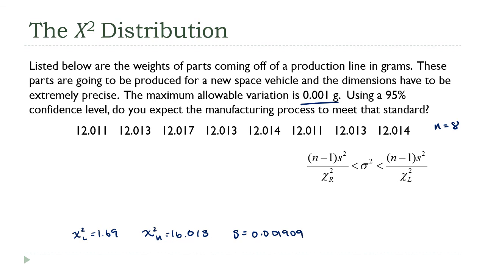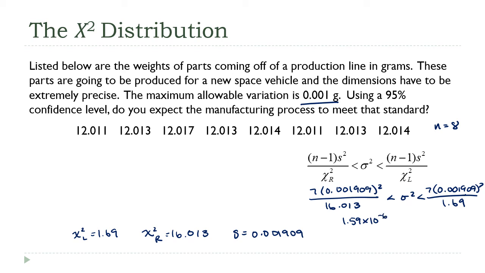Okay, now we can go to our formula, right? I'm just going to put numbers in. N minus 1 is 7. 0.001909 squared over the right-hand value. See, I put U for upper, the R for right. So this is over 16.013 less than sigma squared, less than the numerator stays the same. The denominator changes to 1.69. Right, so these come out to some pretty small numbers, which is good, right? This is 1.59 times 10 to the negative 6th, less than sigma squared, less than 1.509 times 10 to the negative 5th.